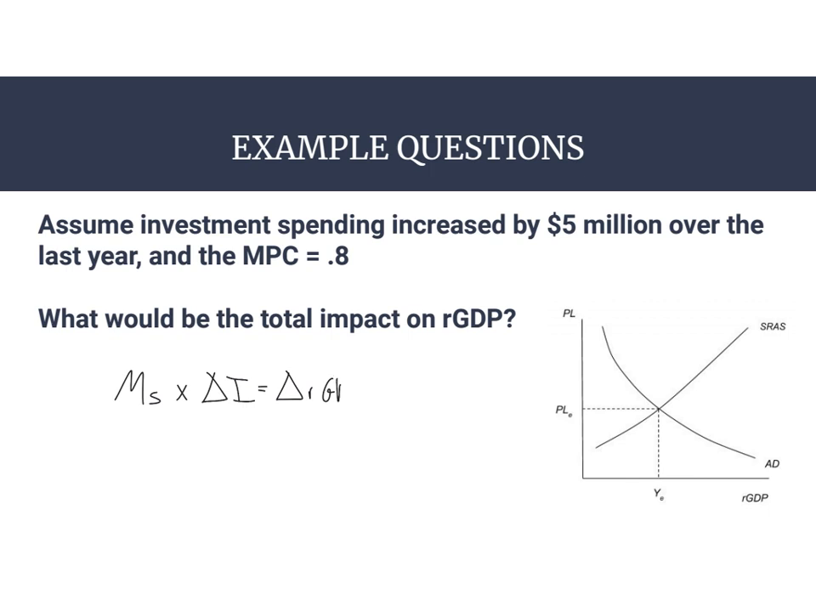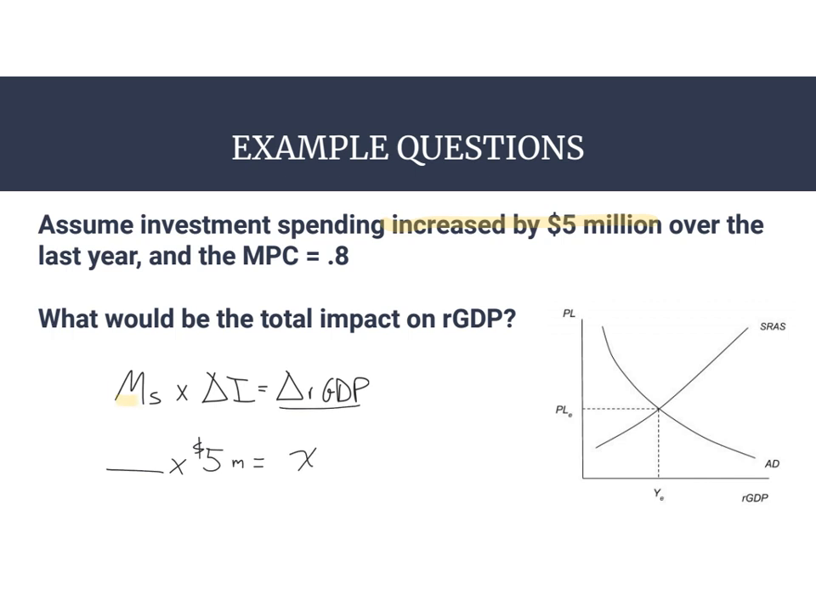Now we can plug in some of this information. We don't know the spending multiplier yet, times the change in investment spending, which we can see is an increase of $5 million. So we'll put 5 and a little m for million. And then equals, and the question is asking for the change in real GDP, so this is X. This is what we're trying to figure out.